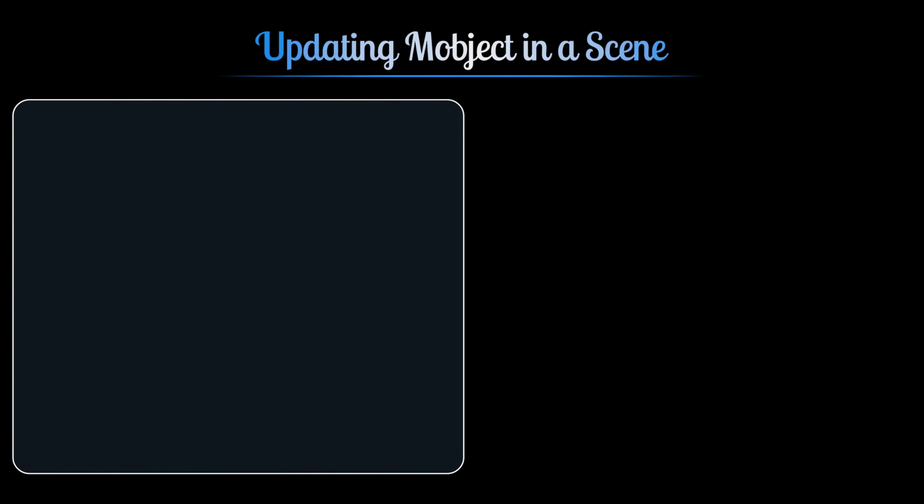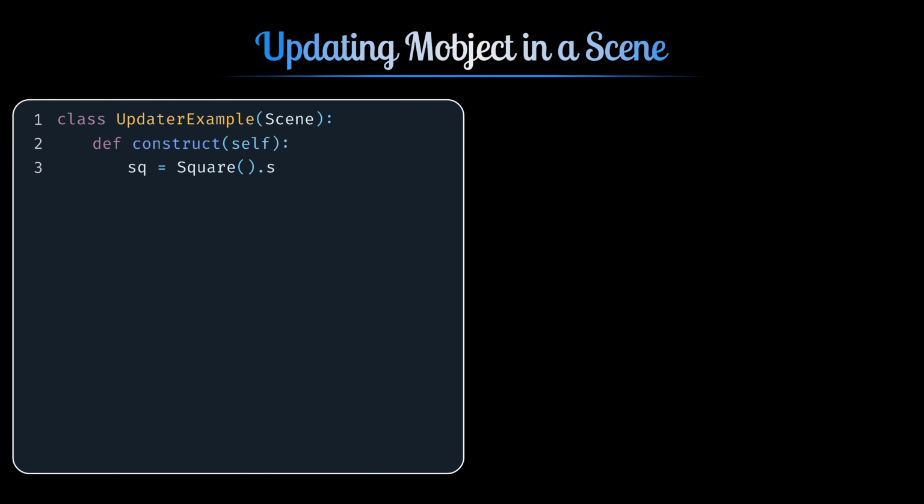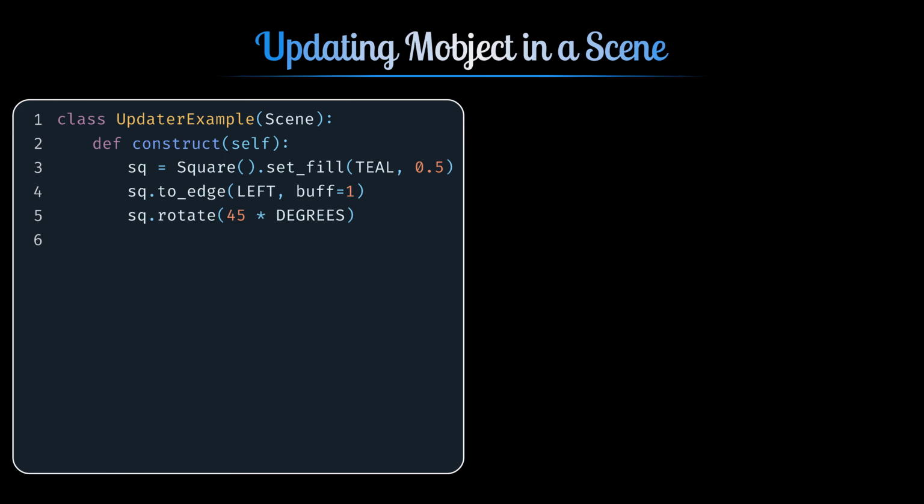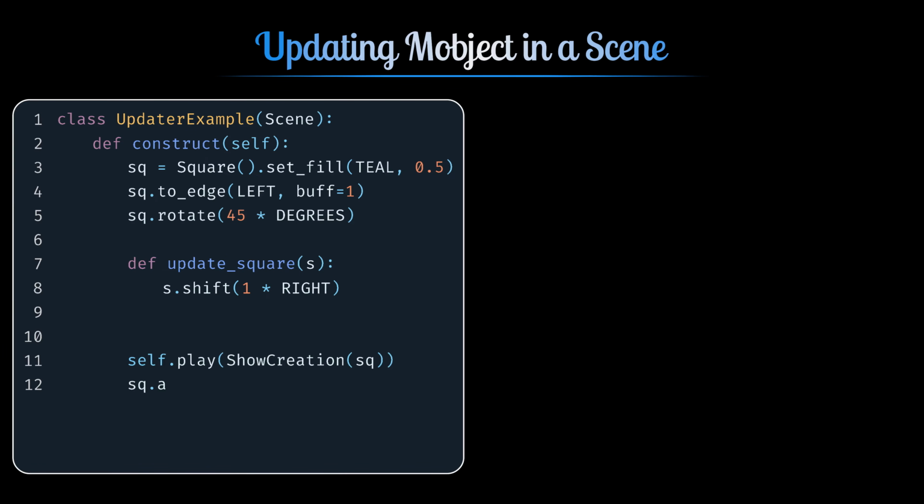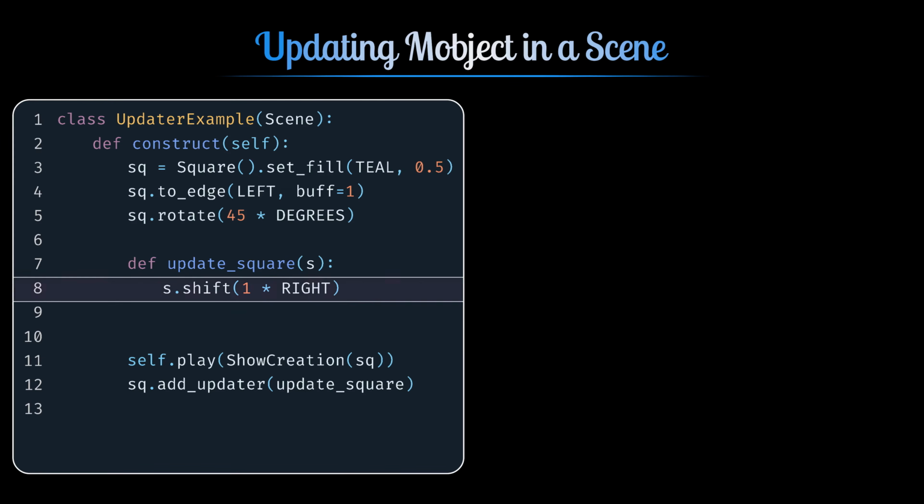Let's first define the environment in the construct method. Then I define the function updateSquare, and inside this function, I set up the rules. Let's start with the simplest rule. At every frame, I want my square to move one step to the right, and then I will update the frames for 5 seconds as self.wait(5).